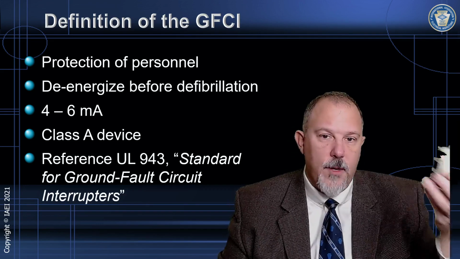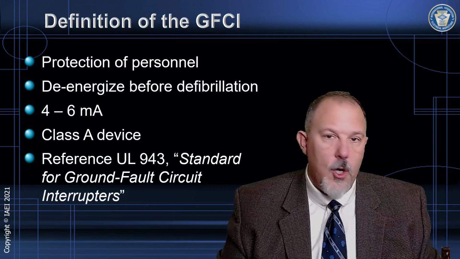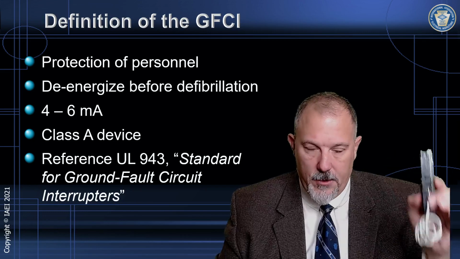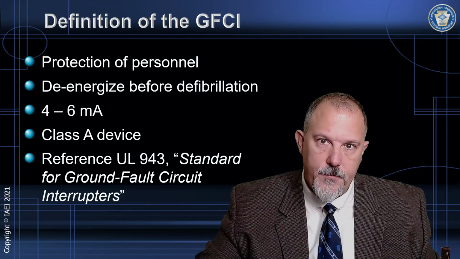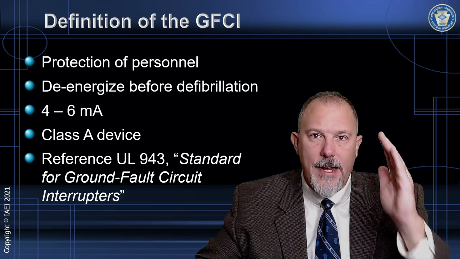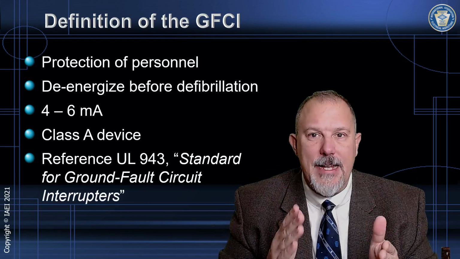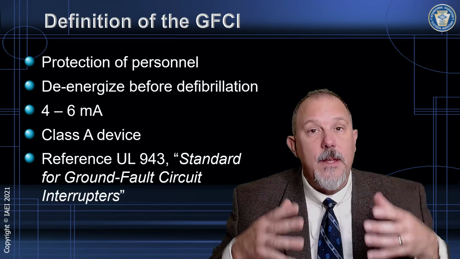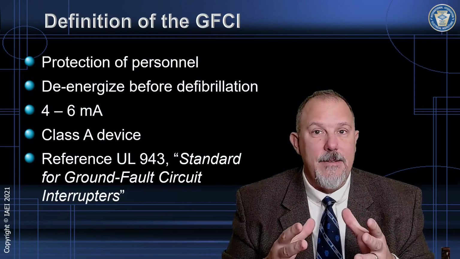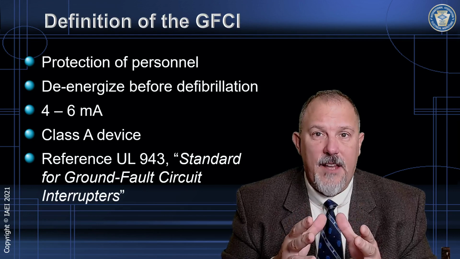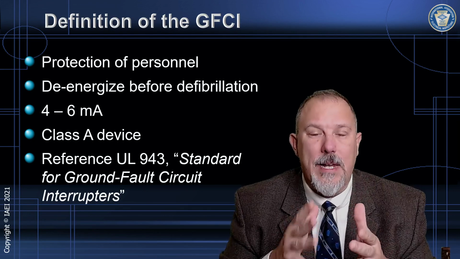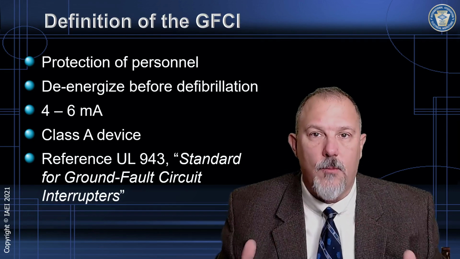These devices, whether it be a receptacle or it be a circuit breaker, have to discern and understand what current is going out, what current is coming back, and make sure that the current that is coming back and going out are equal. If what is going out does not equal what is coming back, then it has to be going somewhere else.